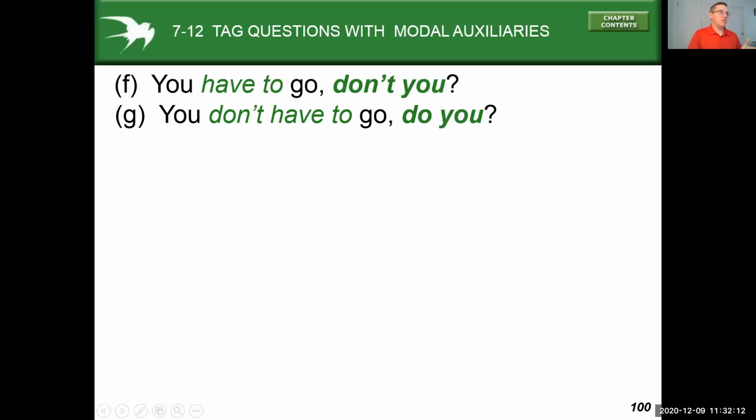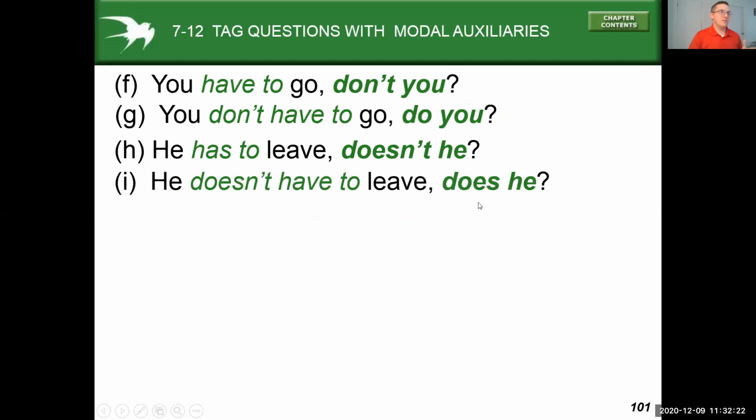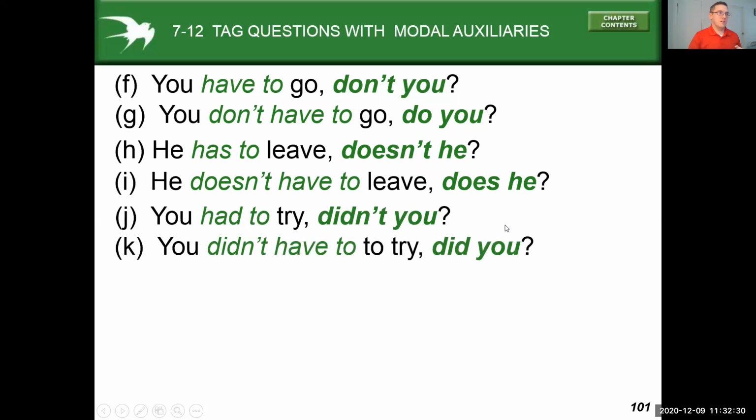You have to go, don't you? You don't have to go, do you? He has to leave, doesn't he? He doesn't have to leave, does he? You had to try, didn't you? You didn't have to try, did you?